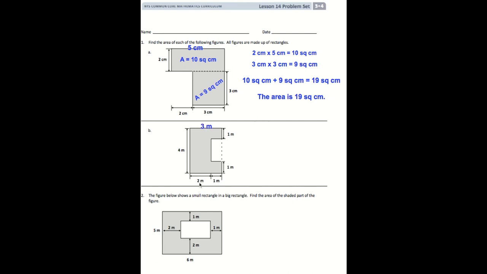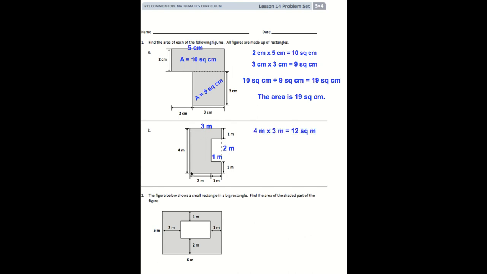So this says 2 meters and 1 meter. So we know 2 and 1, it makes 3. So this would be 3 meters. This right here would be 1 meter. It tells us right down here. And then this area right here is going to be 2 because we know the whole length is 4. There's 1, 2. We need 2 more. That's where you get the 2.